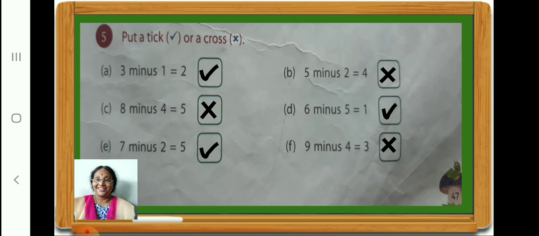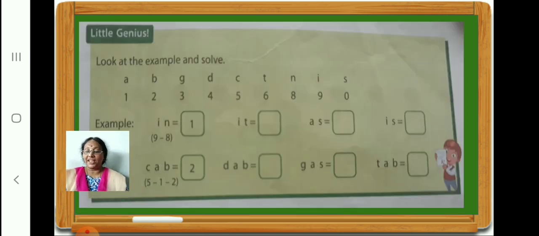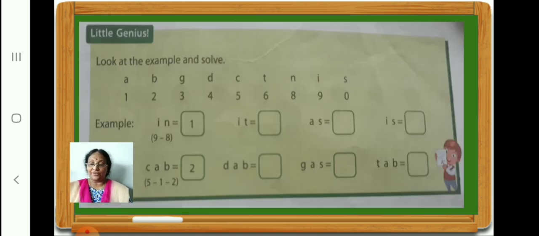Now, let us go to page number 49. 49, and let us do Little Genius. Children, here look at the examples. Okay, see properly. Can you see A, B, G, D, C, T, N, I, S alphabets written in a line? Yes, and below that its value is given.